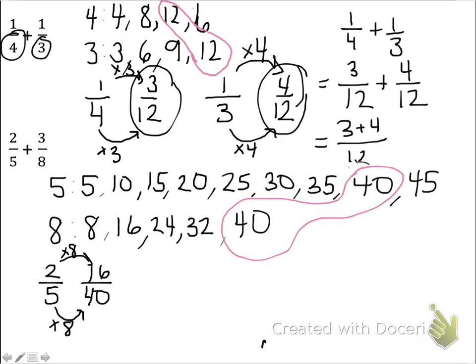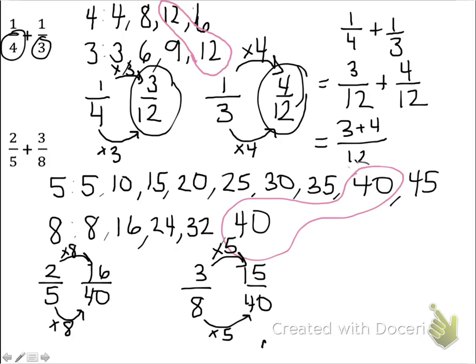Okay, now we need to do the same thing with 3/8. How do I get from 8 to 40? Then you're going to, 8 to 40 is times 5. Whatever I did to the denominator, same thing to the numerator. 3 times 5 is 15.